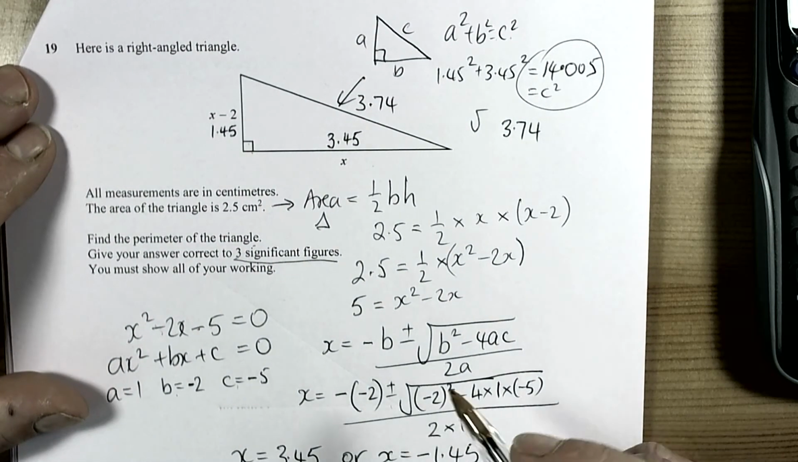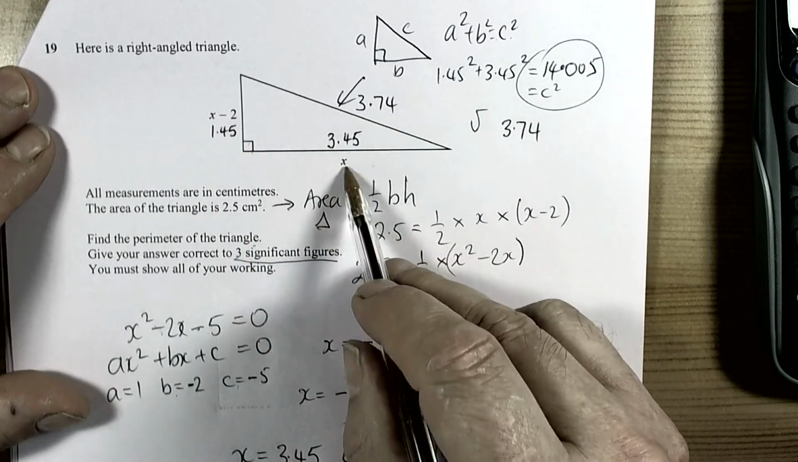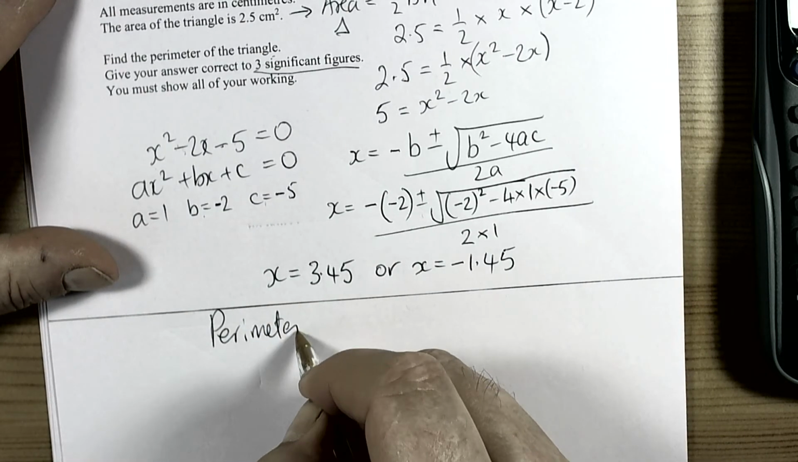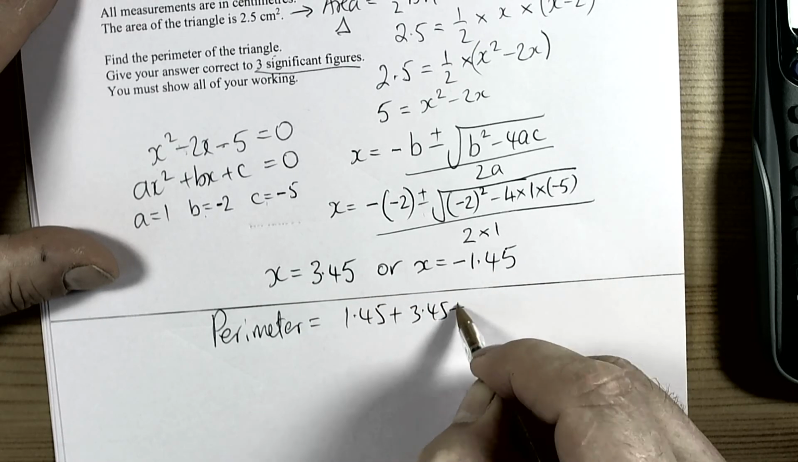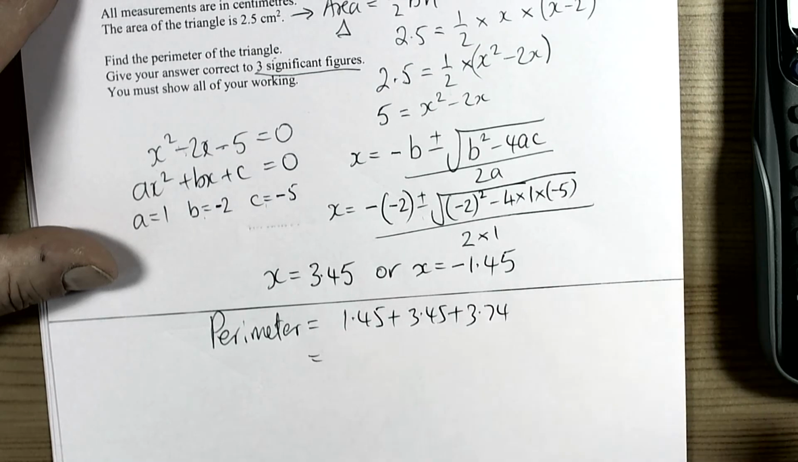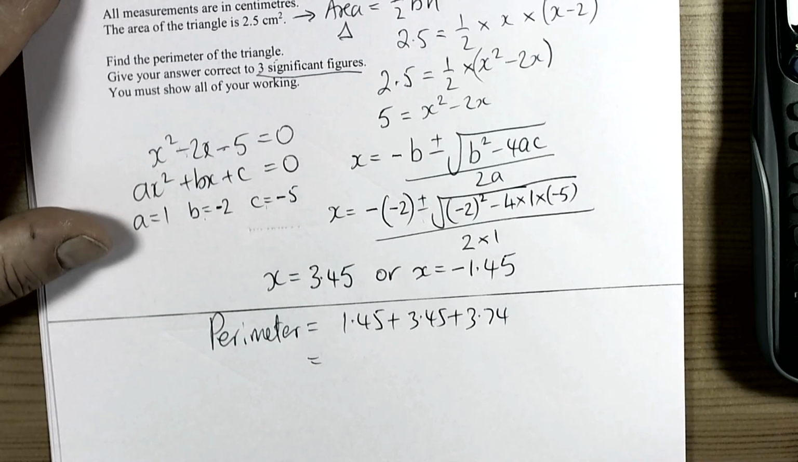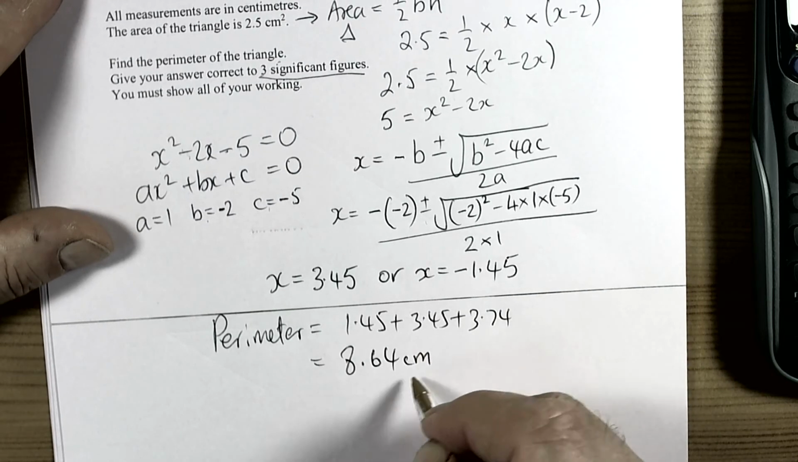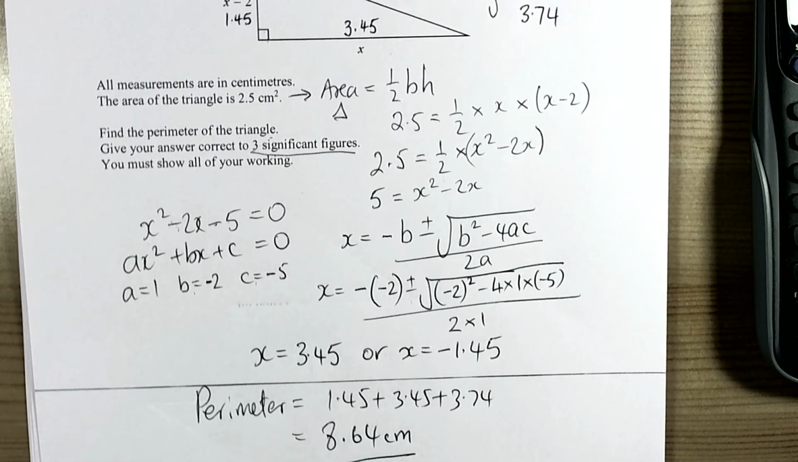So the final answer to this question, because they wanted the perimeter, is going to be these three lengths added together. So the perimeter equals 1.45 plus 3.45 plus 3.74. So we've got 3.74 plus 3.45 plus 1.45 equals, so 8.64 centimetres. The question was about square centimetres, so the answer will be x. That's what the perimeter will be then.